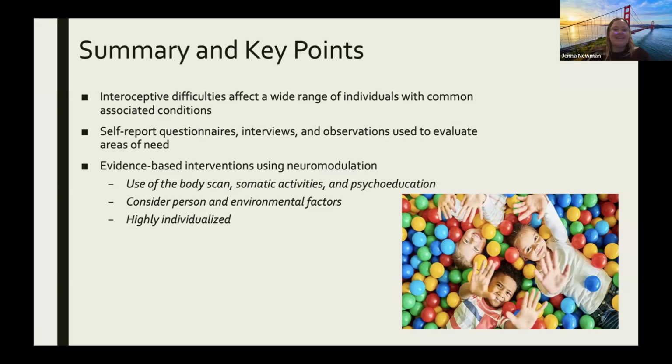And please don't forget that you should consider the person and the environmental factors when working with people and make everything individualized. Because when we're working with people with interoception, they might not have deficits across all of the areas. It might just be one or two. So really individualizing our interventions to those areas of need is very important.